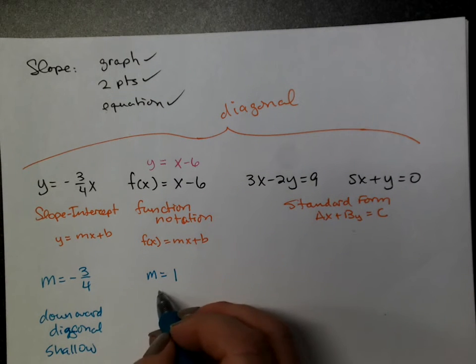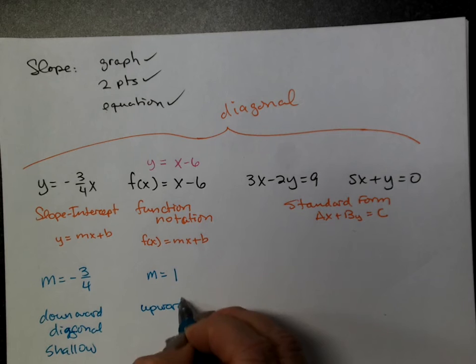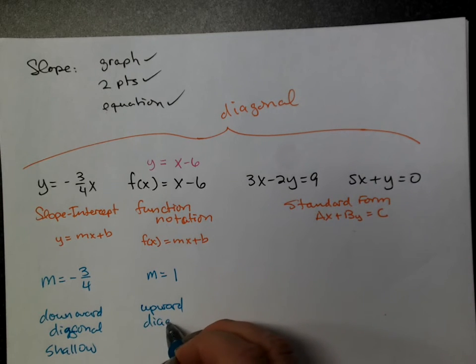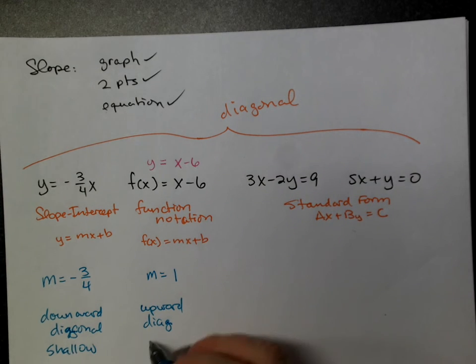This one, upward or downward? We don't know, it's diagonal of course, because it has an x and a y. And steep or shallow? Middle of the road, actually. It's just average. 1 is the middle point. Bigger than 1 is steep, smaller than 1 is shallow. The bigger it gets, the steeper it gets. The smaller it gets, the shallower it gets. But 1 is considered middle of the road, so we'll just say average.